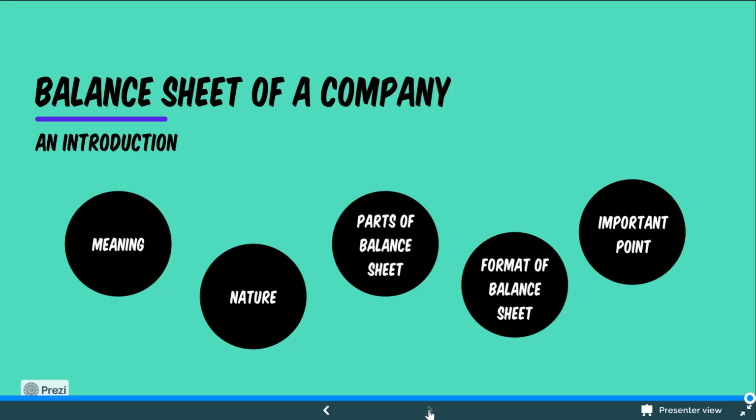So we've checked out a small introduction with regard to balance sheet of a company. Next we'll go into detailed discussion on contents of every item in the balance sheet of the company.